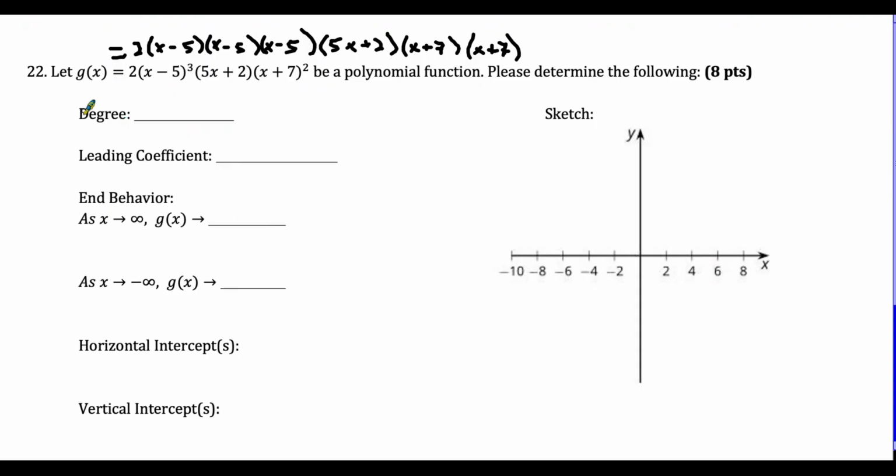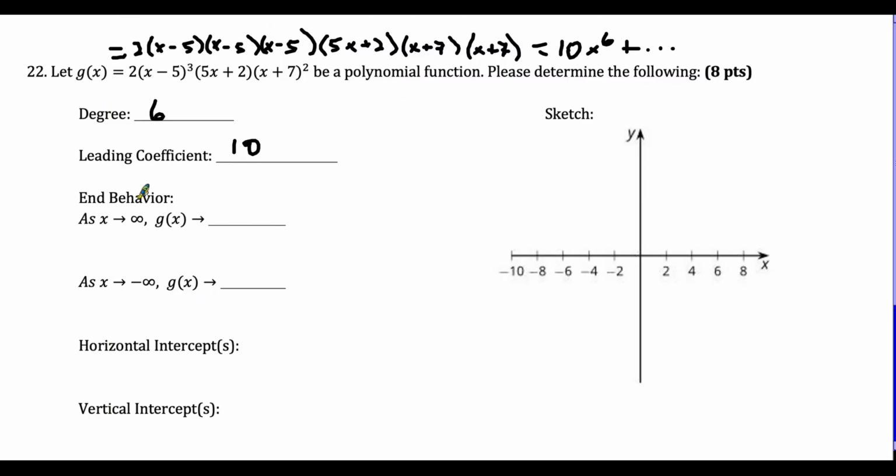So first, to get my degree and leading coefficient, I need to multiply any coefficient all the way out in front, times all of my x's. So 2 times x is 2x, times x is 2x squared, times x is 2x cubed, times 5x would be 10x to the fourth, times x would be 10x to the fifth, times x would be 10x to the sixth power. So my leading term here would be 10x to the sixth, right? Plus, I'm going to have something that I'm adding on to that. But that tells me that my leading coefficient is 10 and my degree is 6.